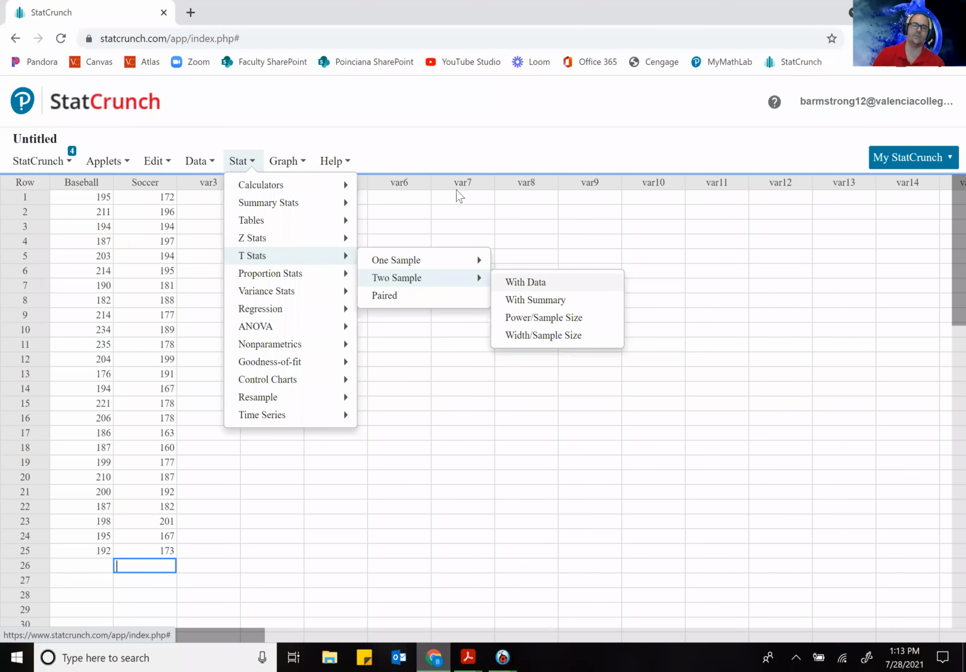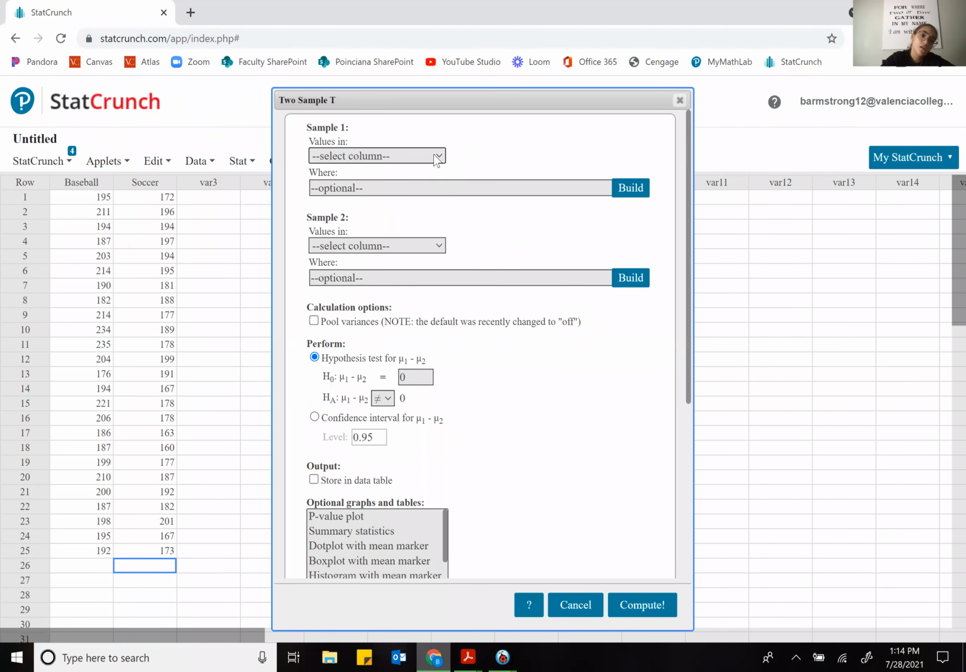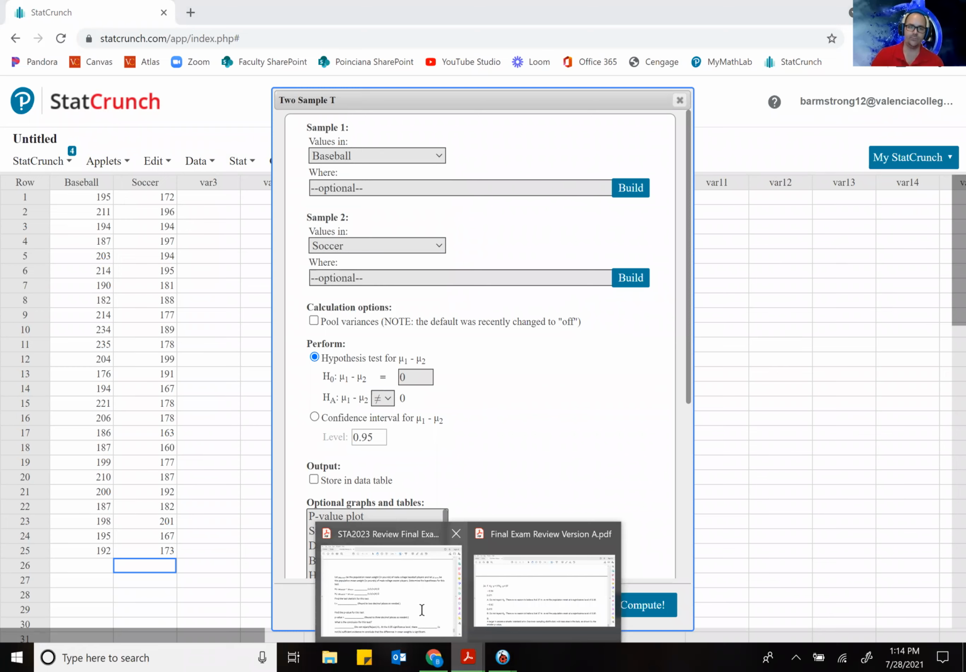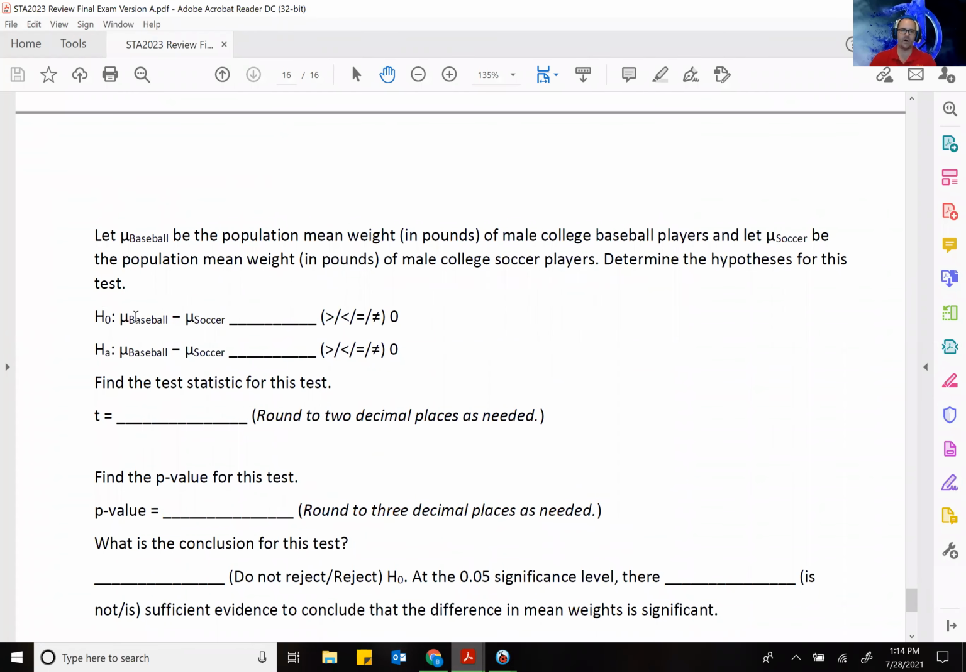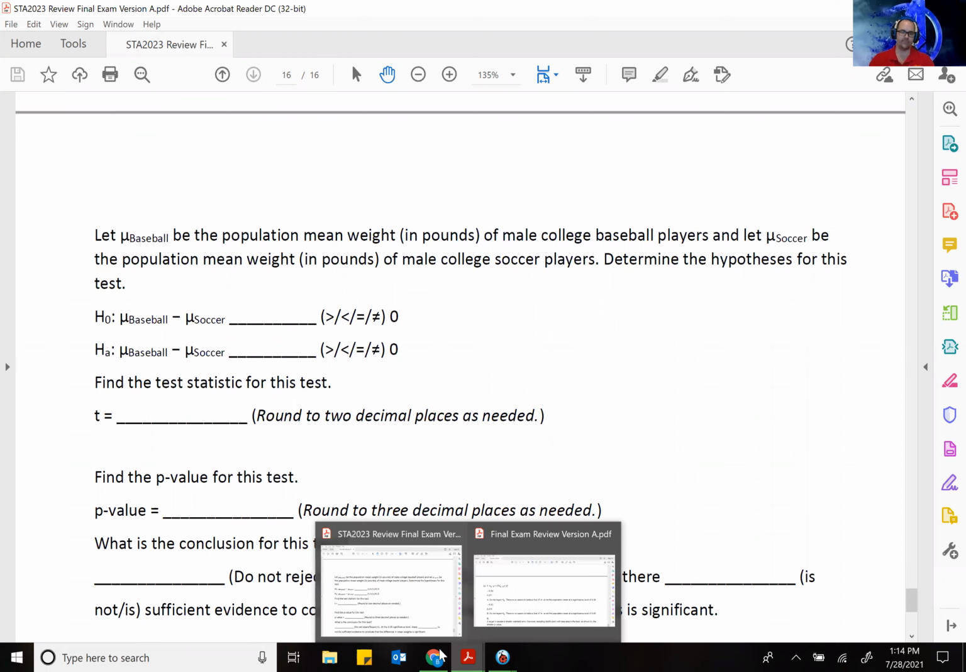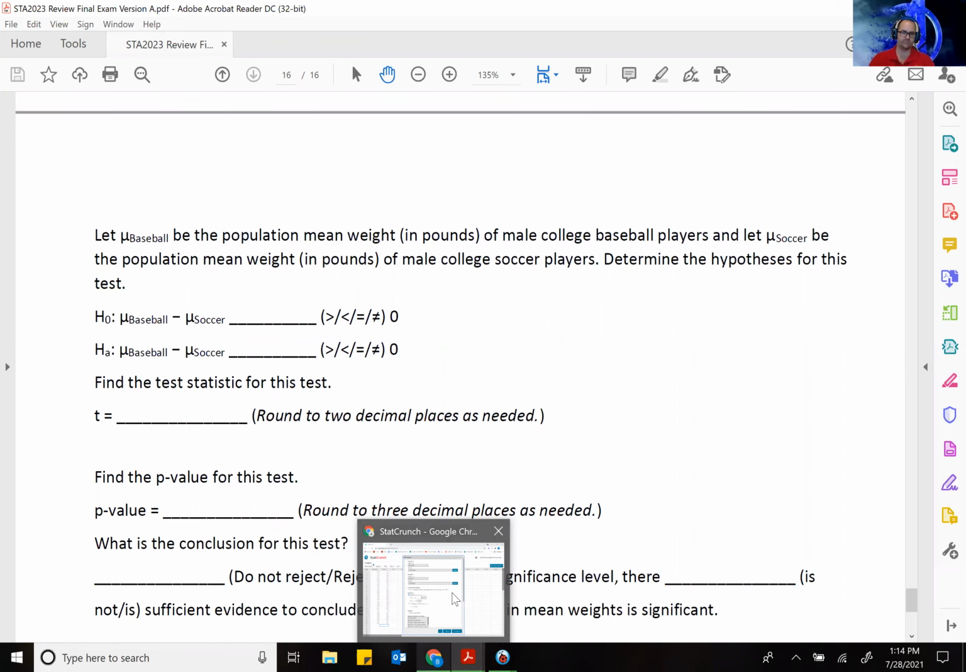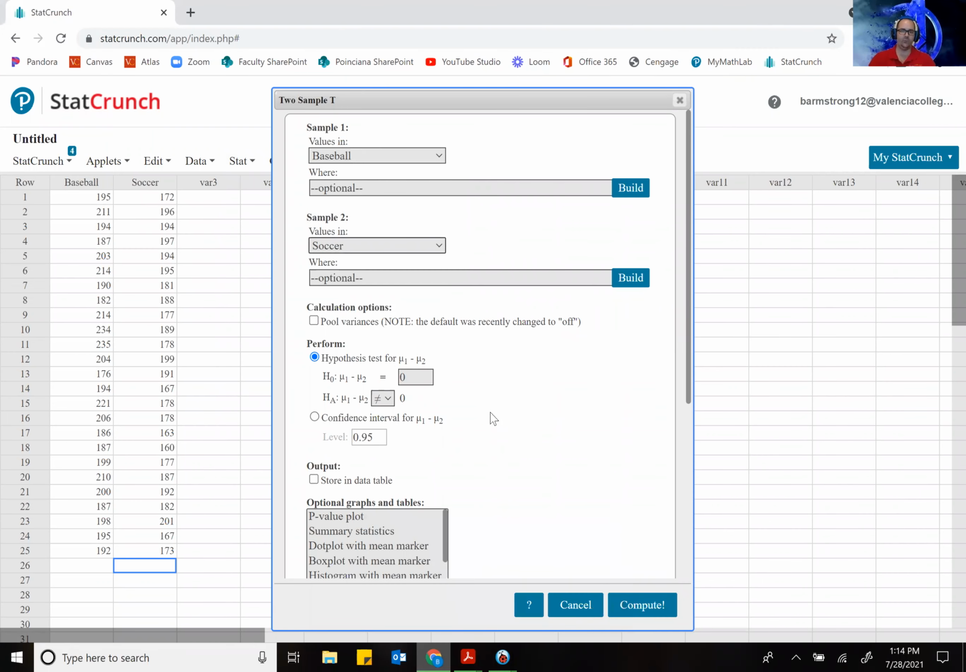Who's sample 1? Baseball. And sample 2 is soccer. Again, to double check this, look at your information here. Baseball is first, soccer is second. So this is 1, this is 2. That's how I know it for sure. I'm not taking a guess there. And then we are doing a hypothesis test where it's 0 and not equals. So it's set.